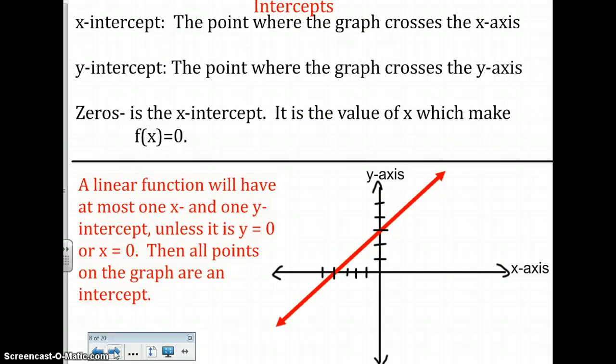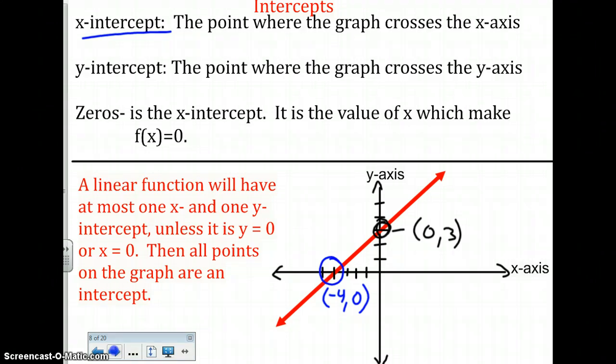Okay, the x-intercept. When we talk about the x-intercept, it's where the graph crosses the x-axis. So I'm going to circle that in the graph down below in blue. And that would be our x-intercept. In this case, it would be negative 4. And the ordered pair for that would be negative 4, 0. The y-intercept is the point where it crosses the y-axis. And at that point, we're at 0, 3.